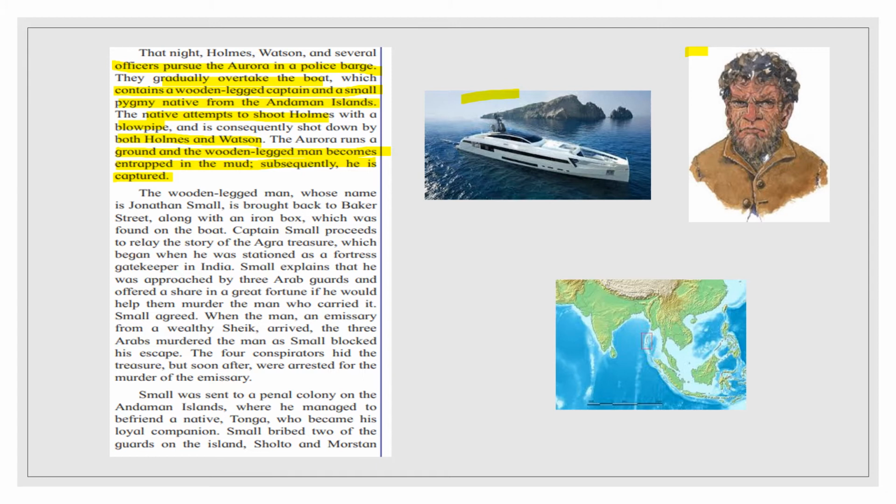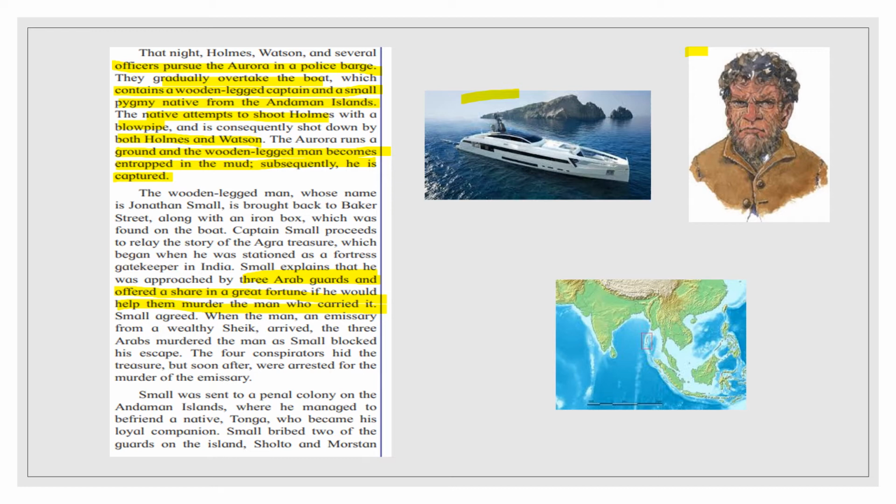Captain Jonathan Small proceeds to relay his story of the Agra treasure, which began when he was stationed as a fortress gatekeeper in India. Small explains that he was approached by three Arabs and offered to share in a great fortune if he would help them murder a man who carried it. Small agreed. When the man, an emissary from a wealthy sheikh family, arrived, the three Arabs murdered the man as Small blocked his escape. Then the four conspirators hid the treasure, but soon after they were arrested for the murder of the ambassador.